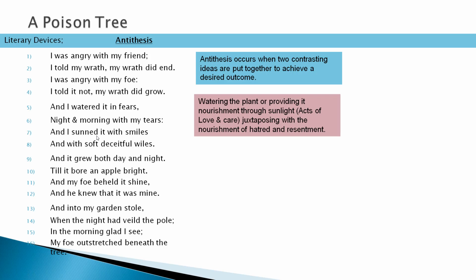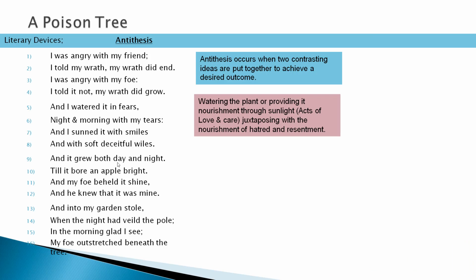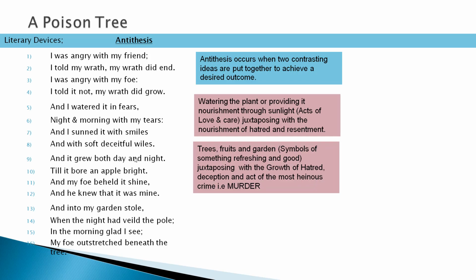hatred and resentment. Then in stanza 3, that plant which he has been nourishing and taking care of in stanza 2 has grown into a tree now, and it has borne a fruit, and that fruit is the apple bright. These things like tree and garden and fruit are basically symbols of good things. They are representations of something good, something refreshing, but they are juxtaposed with the nourishment of hatred and with the growth of hatred and resentment here as well.